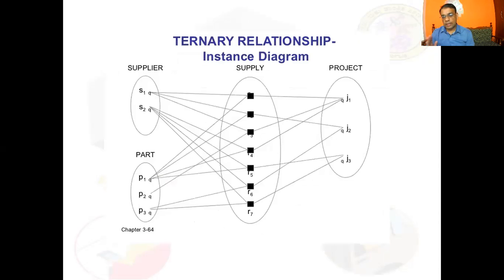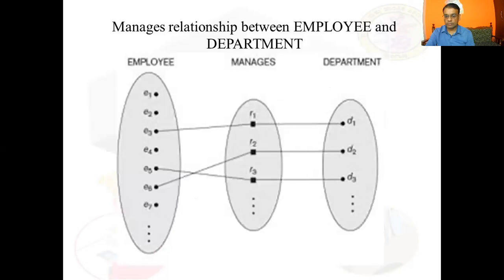Ternary means if 3 entities are participating in a relationship type, then it is called a ternary relationship type. So the degree of this relationship type, supply, is 3. Supplier supplies part to the project. Supplier S1 supplies part P1 to project J1. We have to read it this way: via the relationship instance R1, S1 supplies part 1 to J1. So the degree of the relationship type is 3 here.